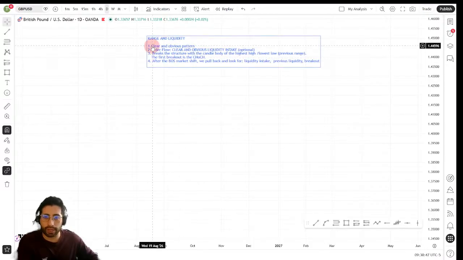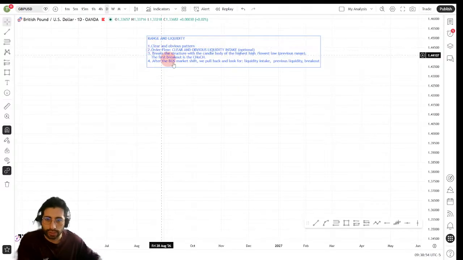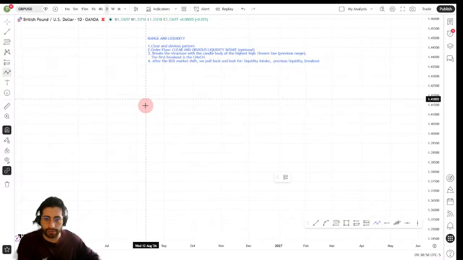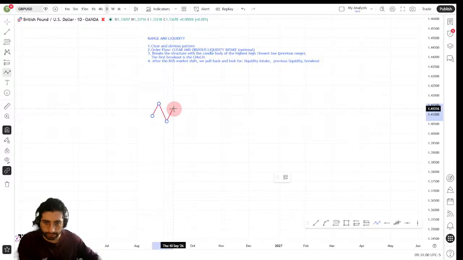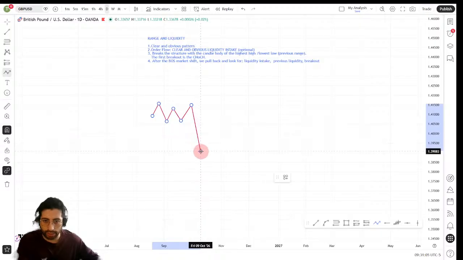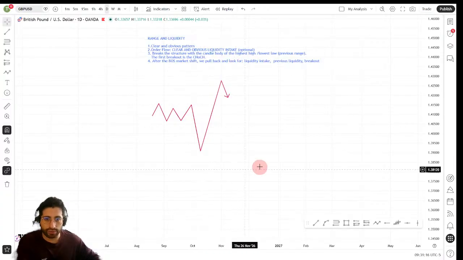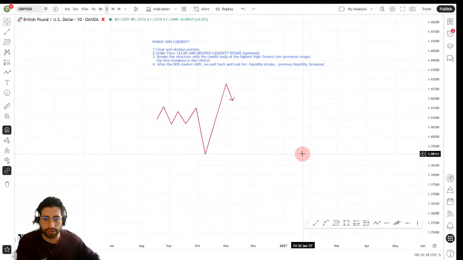Remember that we discussed six steps last class, but today we're just gonna summarize them into four. The first one is that we need to find a very clear and obvious pattern, right? You know the pattern I'm talking about. First we have a certain accumulation, then a liquidity take, and then a breakup structure. Some people call this accumulation and then distribution, something like this, but this is the pattern we're looking for.